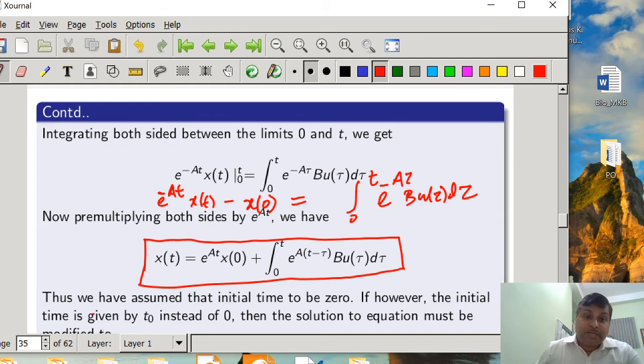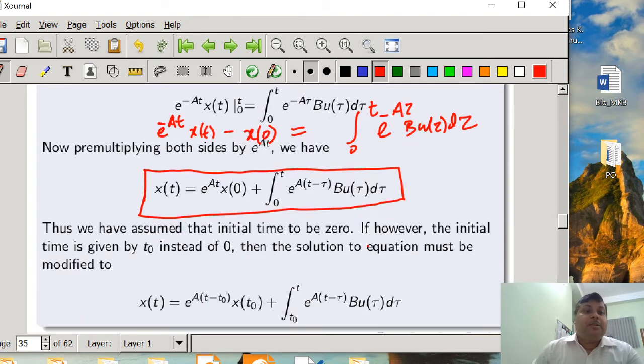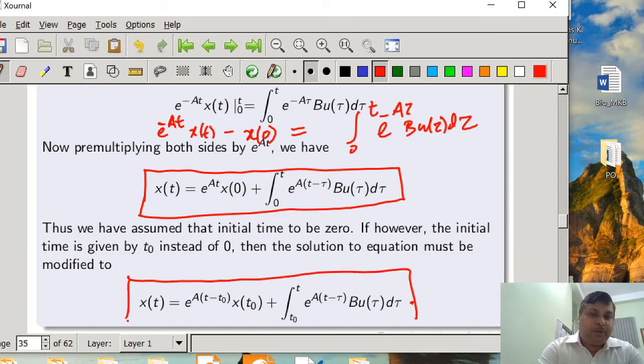Here we have assumed the initial time to be 0. If however the initial time is given by t0 instead of 0, then the solution must be modified as x of t equal to e to the power A(t minus t0) x of t0 plus integration t0 to t e to the power A(t minus tau) B u of tau d tau. You have to remember this equation, because frequently in your exam you are asked to solve a state equation which is non-homogeneous in nature. Then this equation will be useful.